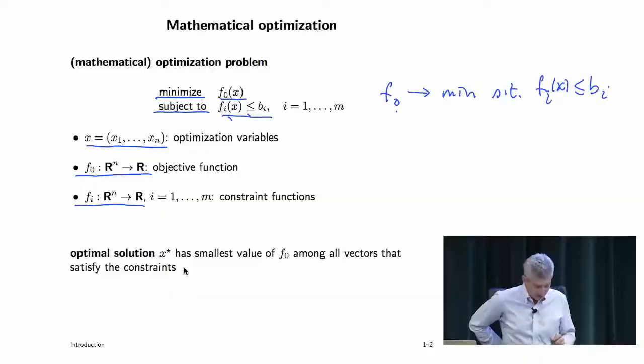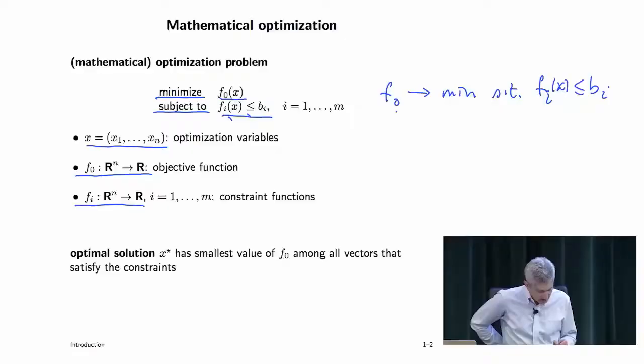Now, a solution is simply a point x which satisfies the constraints, and among all the vectors that satisfy the constraints, it is one that minimizes f0. You can call that an optimal point. You can also call it a solution. To be honest with you, the term optimal solution is redundant. It's technically correct, but stylistically a better statement would be something like optimal x star or solution x star.